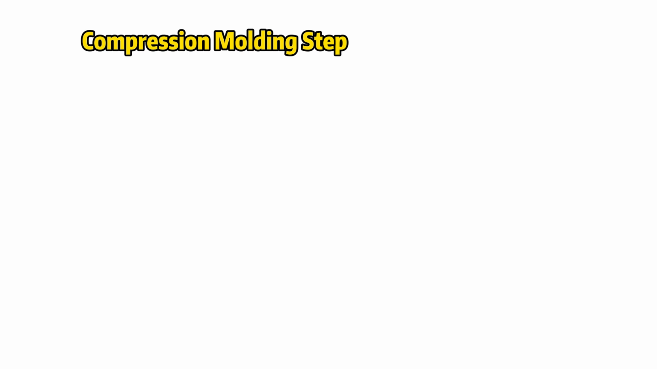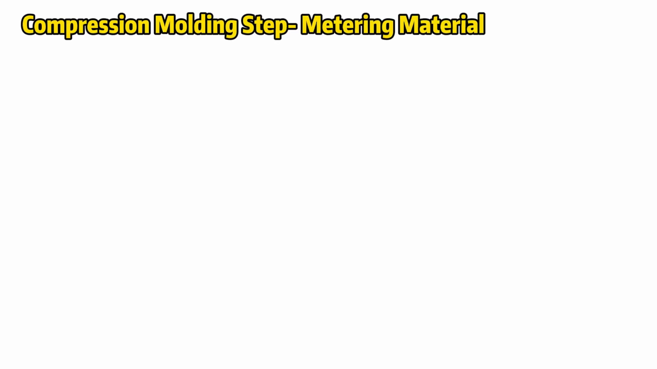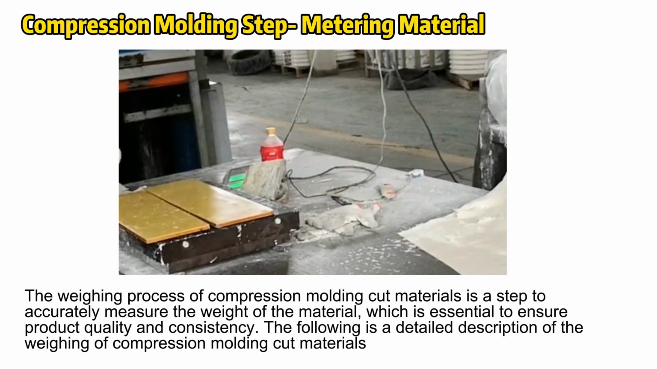Compression molding steps. What are the steps of compression molding? Metering, pre-pressing, preheating. If there is an insert, it needs to be put in at this point, and then filling, pressure holding and cooling, exhaust, mold closing, molding, demolding, trimming, and finally the finished product.